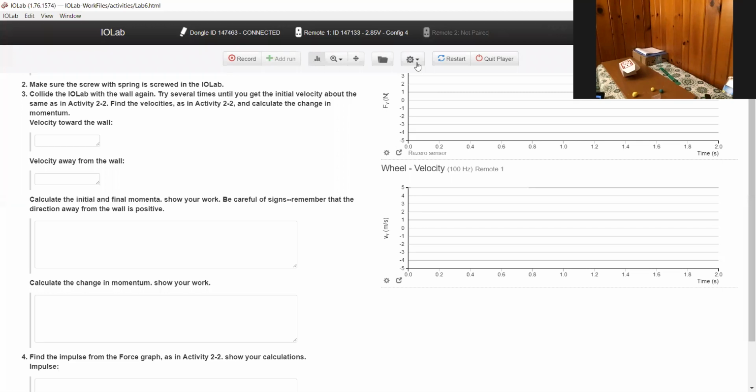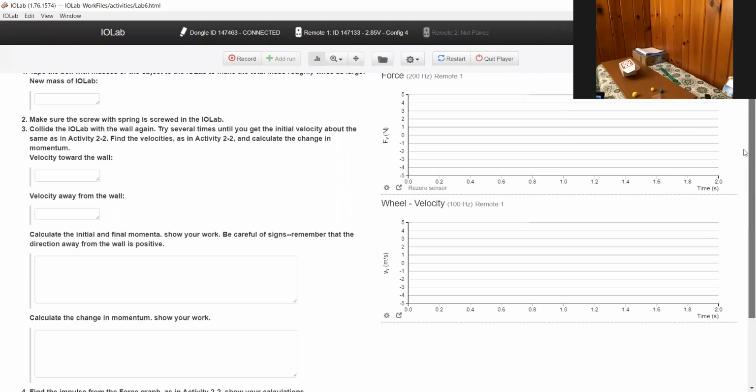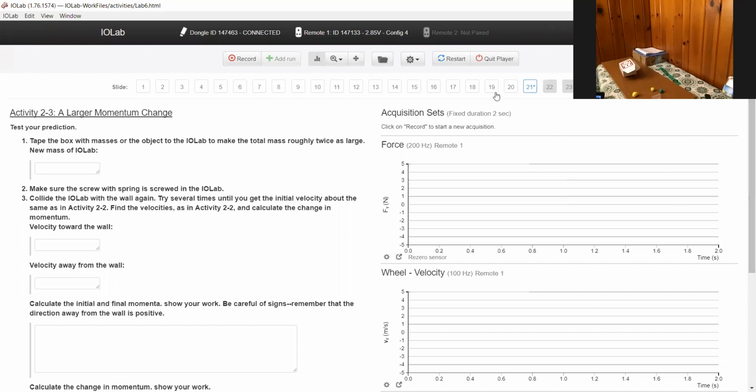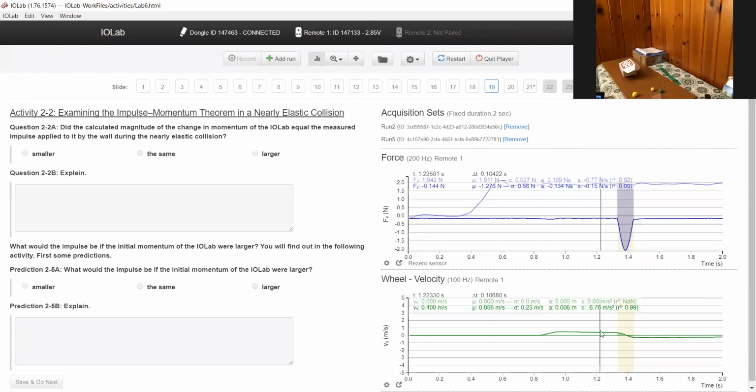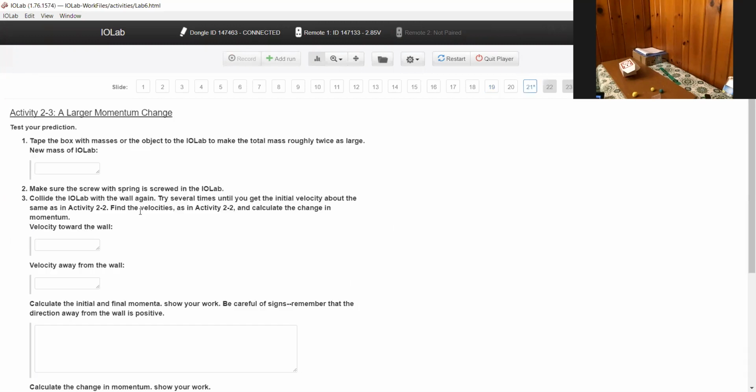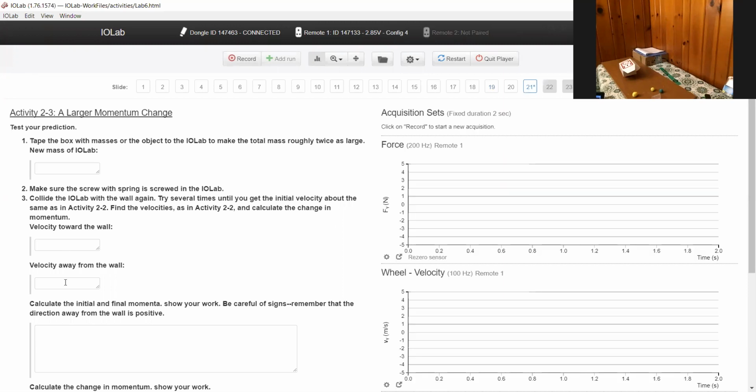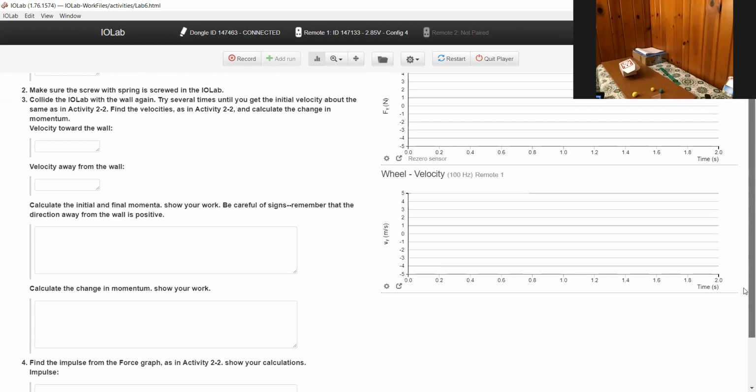Don't get confused about the sign. Whatever you get during the experiment, you can write like here. This velocity is toward the wall, so negative sign, and this one is positive. So don't get confused and write your answers. You get the initial and final ones: mass times initial velocity gives initial momentum, mass times final velocity gives final momentum. The change is final momentum minus initial momentum.